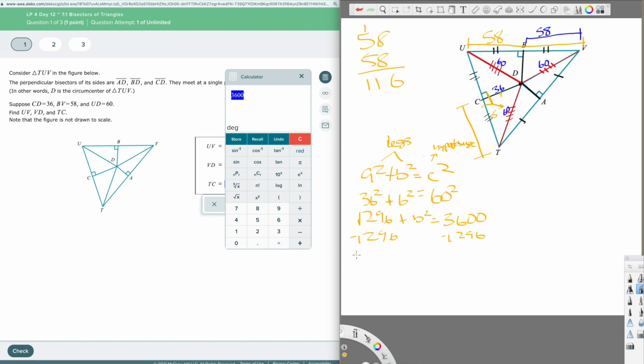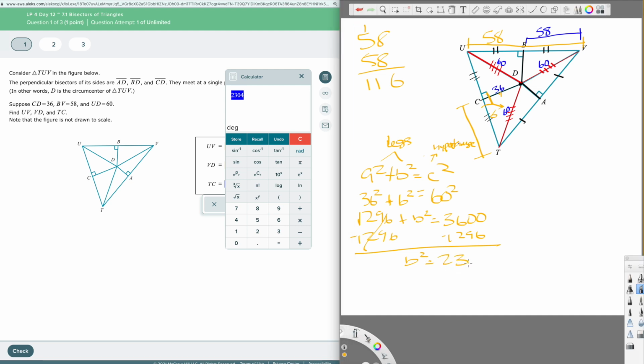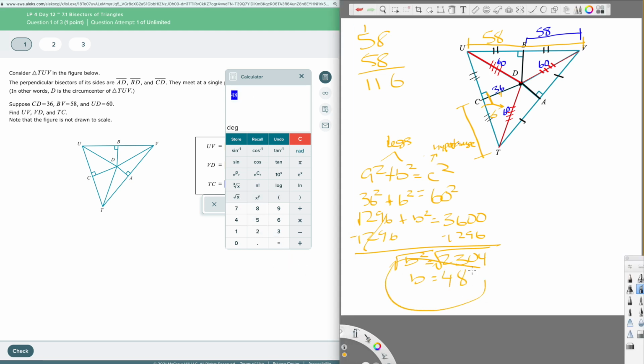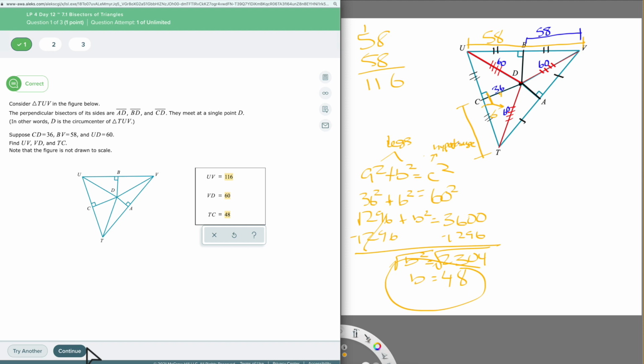And so these cancel, and I have b squared equals, I'm going to come over here and go 3,600 minus 1,296. That gets me 2,304. And so at this point, I want to know what just b is, not b squared, so I'm going to take the square root. So b is the square root of 2,304, which is 48. So this length here that I'm looking for has to be 48. So I can go 48 and check. Yay! All right.